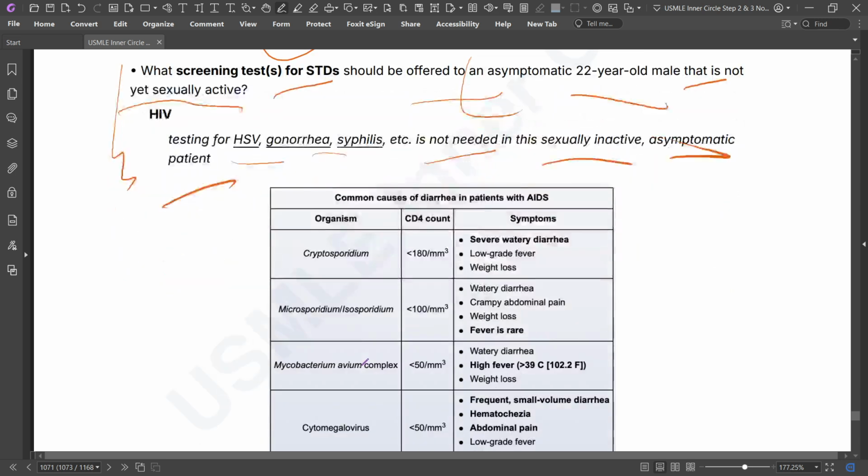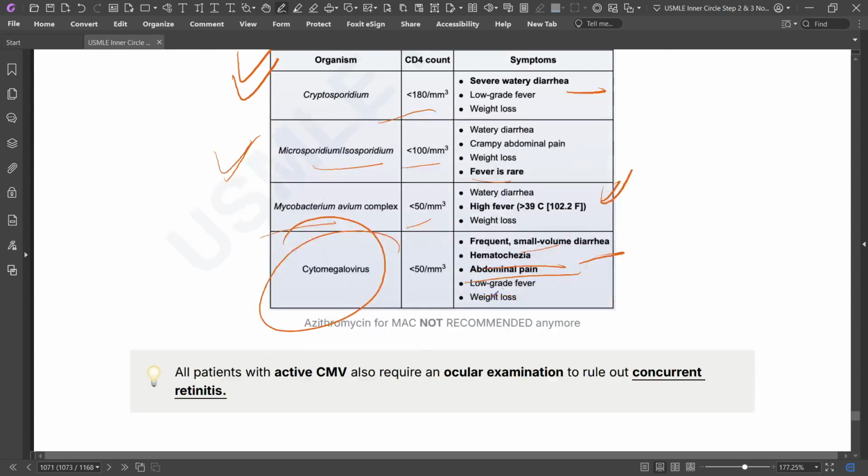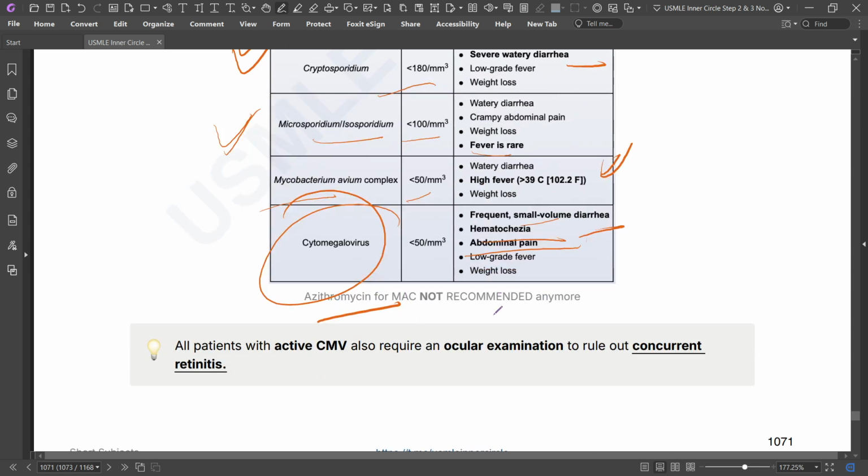Common causes of diarrhea in AIDS: Cryptosporidium parvum causes severe intractable watery diarrhea, as do Microsporidium and Isospora; fever is rare, with CD4 count less than 100. Mycobacterium avium intracellulare occurs with CD4 less than 50 and high fever. Cytomegalovirus causes frequent small-volume diarrhea, hematochezia, abdominal pain, and low-grade fever. Azithromycin for MAC is not recommended anymore.